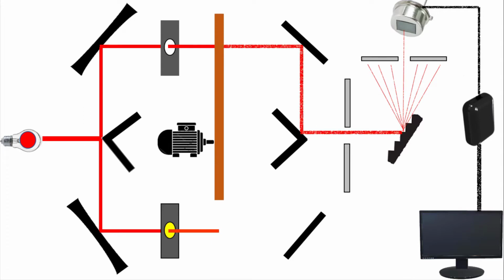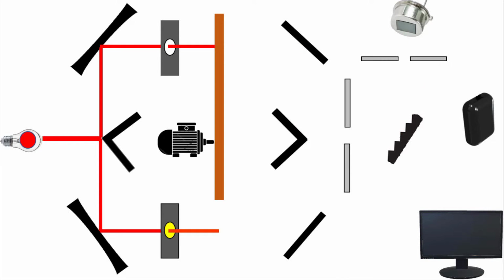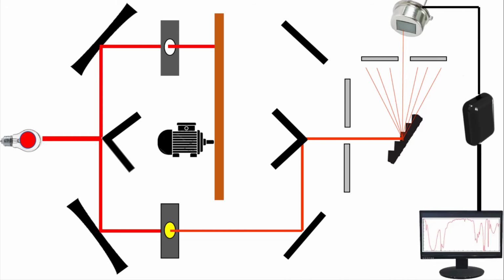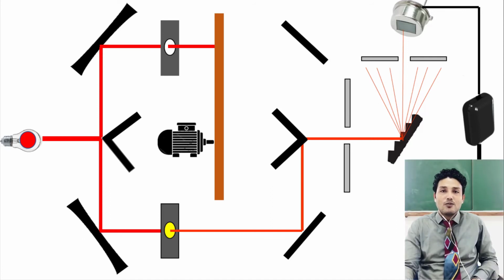From the sample cell the beam passes to the mirror and is again directed to the gratings via the slit, and then disperses, and through the second slit it goes to the detector. Now the detector will compensate, or take a ratio of, the reference and sample signals, and then the signal is amplified and the IR spectrum is recorded. So this is how a double beam IR spectrophotometer works.